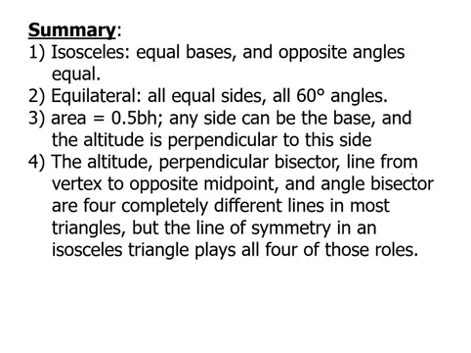And then we talked about the altitude, the perpendicular bisector, the line from the vertex to the opposite midpoint called the median, and the angle bisector. And these are four completely different lines in most triangles, but the line of symmetry in an isosceles triangle plays all four of those roles at once. And so that is one of the magical qualities of an isosceles triangle.